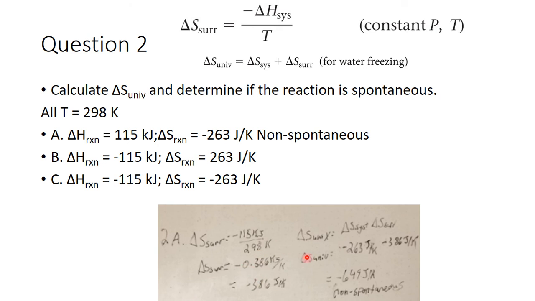Now I can calculate delta S universe, which is delta S system plus delta S surroundings. So system, negative 263 minus 386, which is negative 649 joules per Kelvin. So in A, entropy of the universe is negative, which means non-spontaneous. So if it's positive, spontaneous; negative, non-spontaneous.